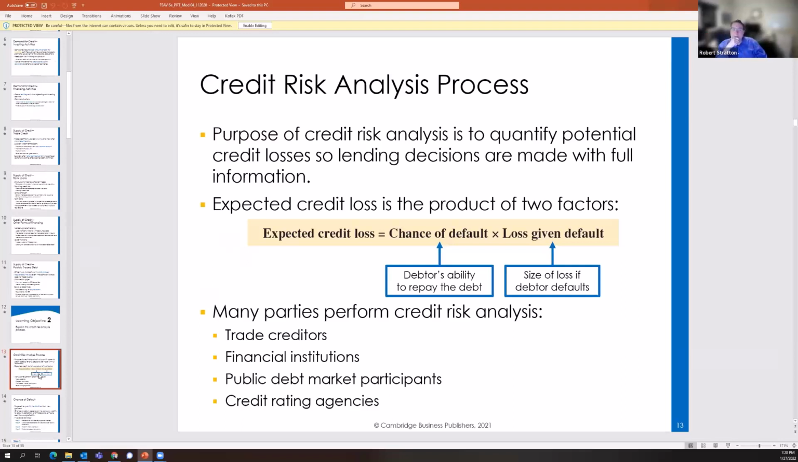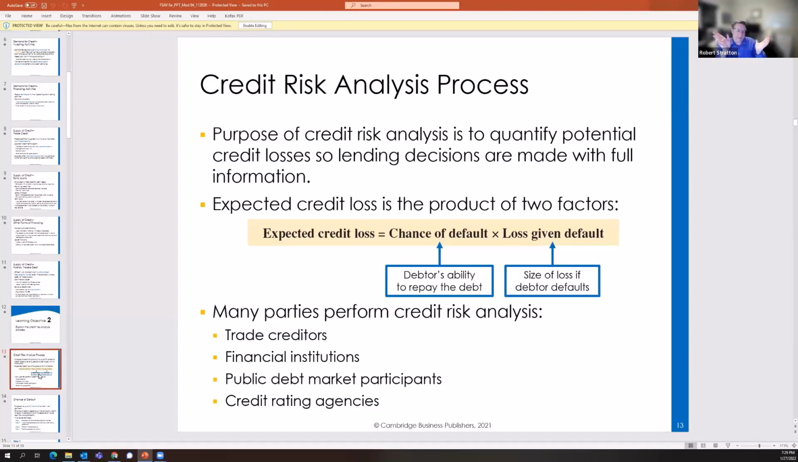Really, all the creditors want to know is what the expected credit loss is. That's the chance of default times the loss if there is a default. So you somehow calculate this, and that's how you determine creditworthiness.